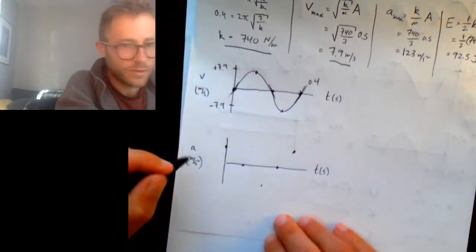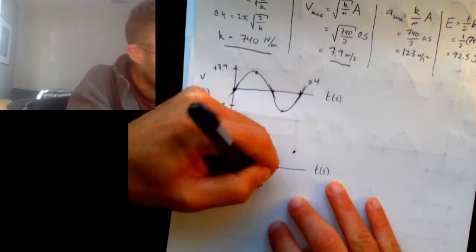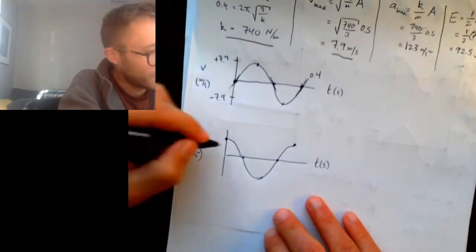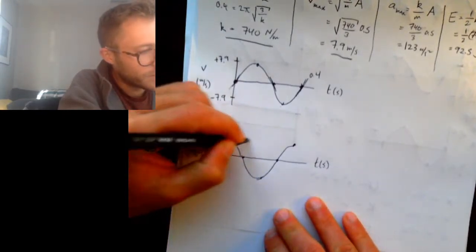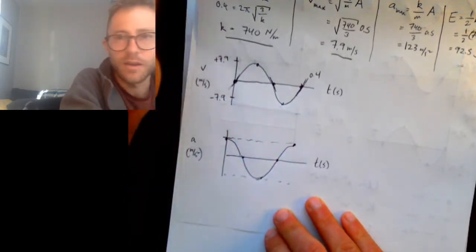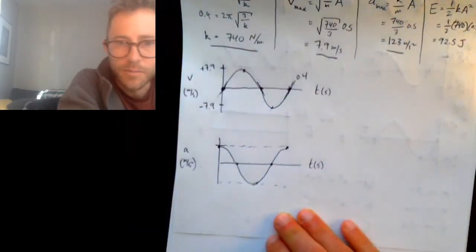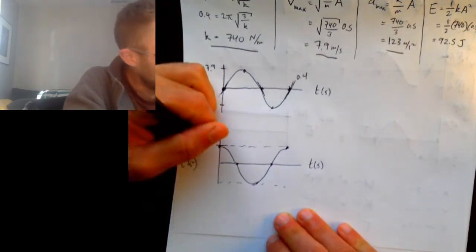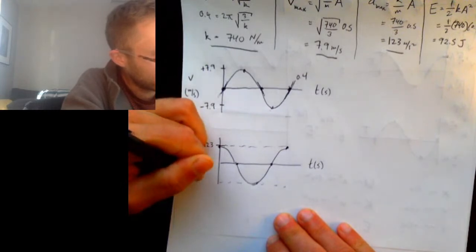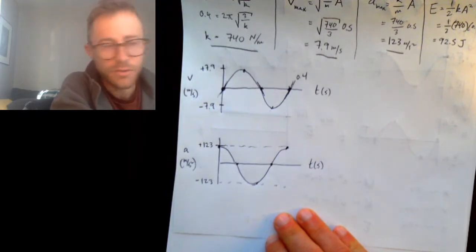So I have my 5 points, and then I connect them with a nice, smooth curve as best I can. And then I see what it wiggles between. It wiggles between plus A max and minus A max. And I found that the maximum acceleration is 123 meters per second squared. So it's going to go between plus 123 and minus 123. So that's how you would get your acceleration graph.